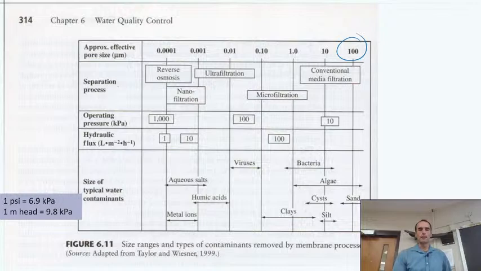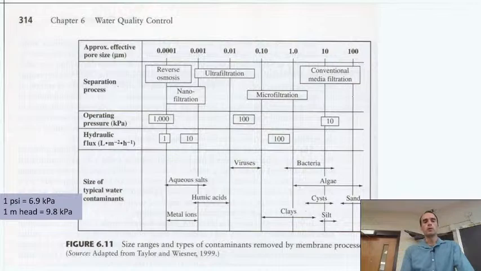But at some point around this area, or I guess I could draw it up here, somewhere around this area is where we stop being able to see things, even if we look really, really close. So that's maybe in this area. We can say then that this conventional media could be replaced by microfiltration at some point. And that can remove some bacteria, maybe all bacteria if we have a small microfiltration system. Remove algae, sand, not necessarily all the clays.